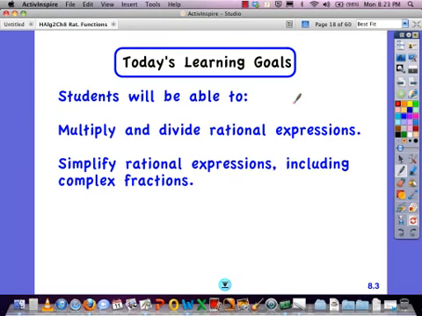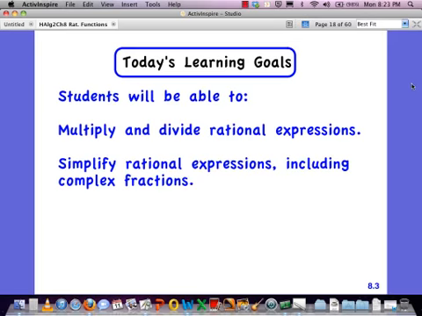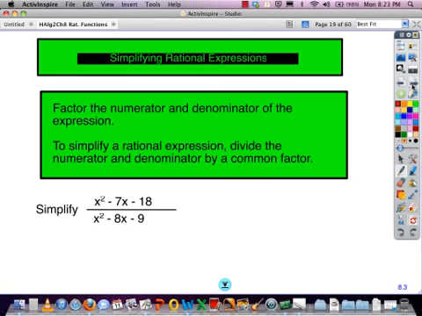Right, section 8.3 will be about multiplying and dividing rational expressions. We just spent some time graphing, and now we're going to talk about how we simplify and multiply, divide, work within those rational expressions. So here's an example and reminder of some things we've done.